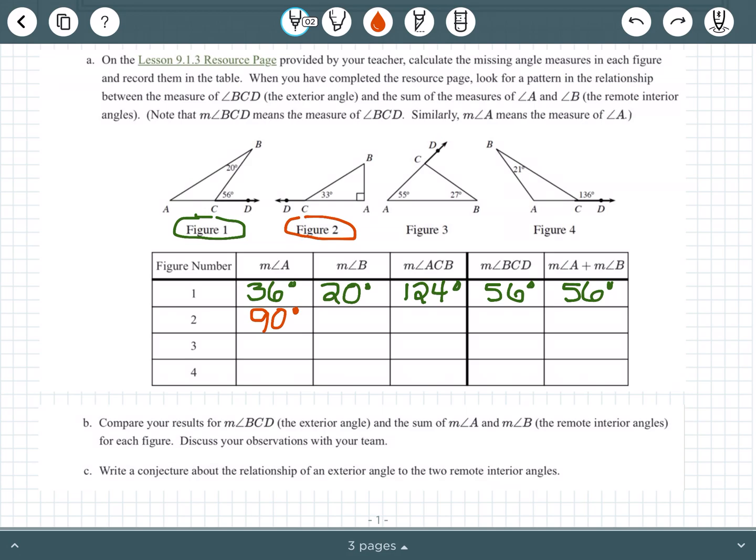So we know the interior angles of this triangle should add up to 180 degrees. Well, I have one that's 33 degrees, one that's 90 degrees. So I add those together and subtract from 180, and I should get 57 degrees for my angle B measurement. Now I need to find the measure of angle ACB, which is this angle here. It's given to me, and that is 33 degrees.